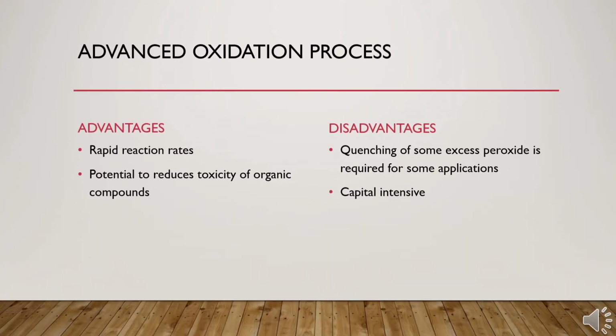Like any other technique, the advanced oxidation process has its advantages and disadvantages. The advantages of this process are that it has rapid reaction rates and the potential to reduce toxicity of organic compounds. Its disadvantages are that it is able to quench some of the excess peroxide that is required for some applications, and it is also expensive, which means it requires a large amount of investment.